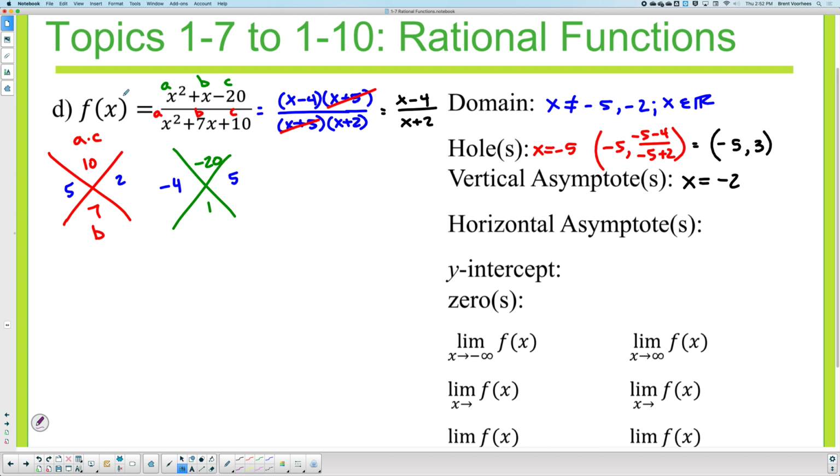For my horizontal asymptote, what I would do is I would check out my powers. My exponents are the same here. So I'll put each DC. Exponents are the same. The DC stands for divide your coefficients. So in this case, it's 1 divided by 1, which is 1.